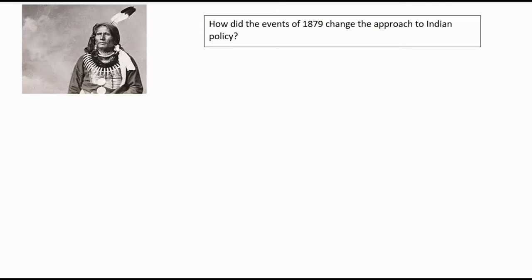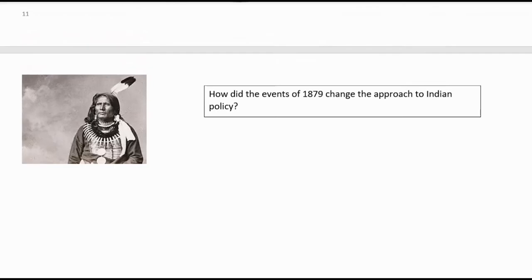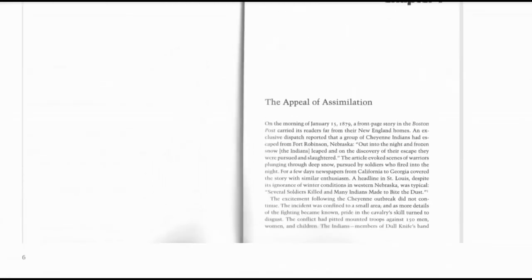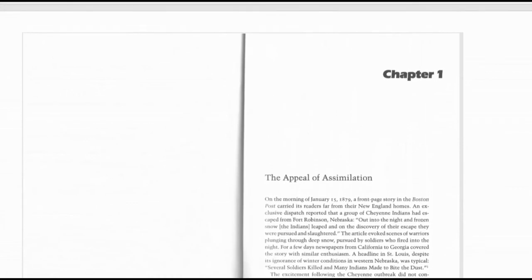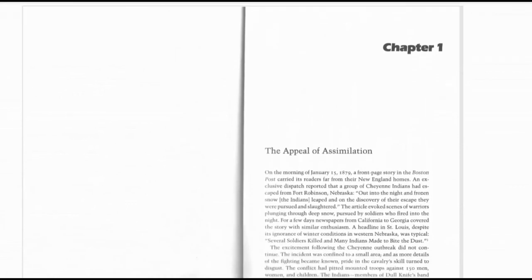Okay, so what you'll find on page 12 of your lesson notes template is this question: how did the events of 1879 change the approach to Indian policy? And you are going to use, in order to answer that question, this short excerpt from a book by a guy called Frederick Hoxie, which is his first chapter that looks at the appeal of assimilation. His book is about the desire to assimilate Native Americans and how that unfolded in the period 1880 to 1920.